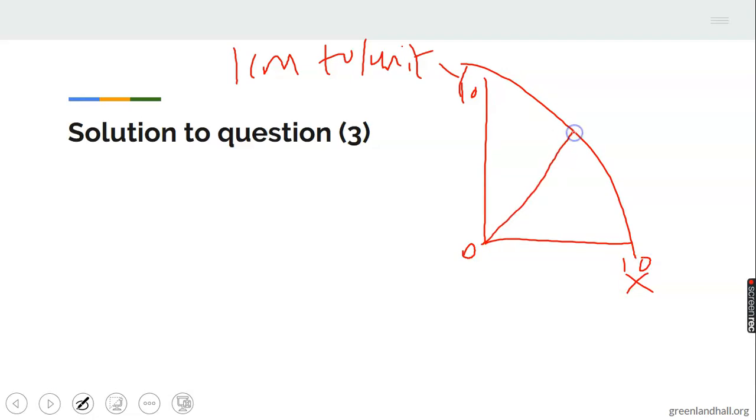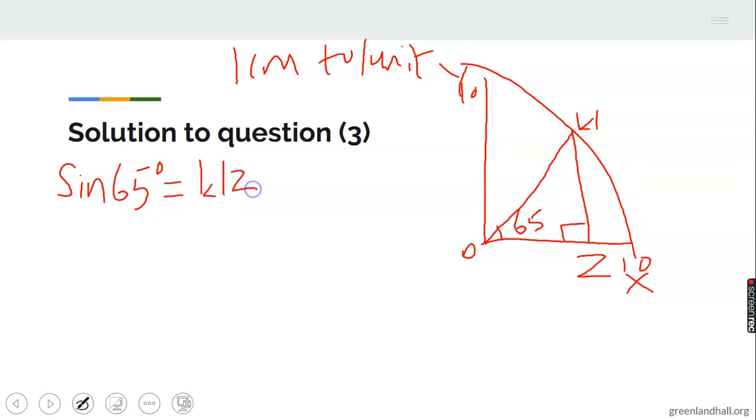So you just measure 65. Let's say this one is 65. Then you draw a straight line to join it here. Let's call this W, and let's call this Z. Okay, now sine 65 degrees will be opposite. You know, this is at right angle, don't forget. So that will be opposite WZ over OW.